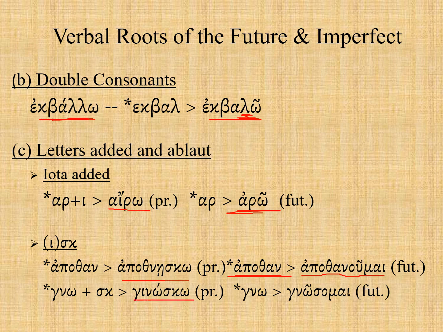Similarly, ginosko, the stem is gno. Perhaps you heard about Gnosticism, so that's where we get this word. So gnosomai. So ginosko, I know, and future I will know is gnosomai.